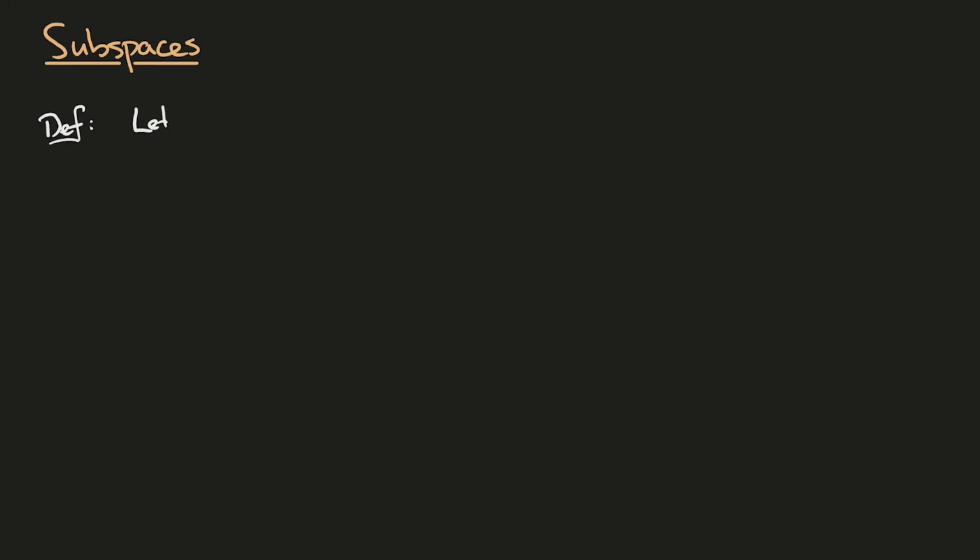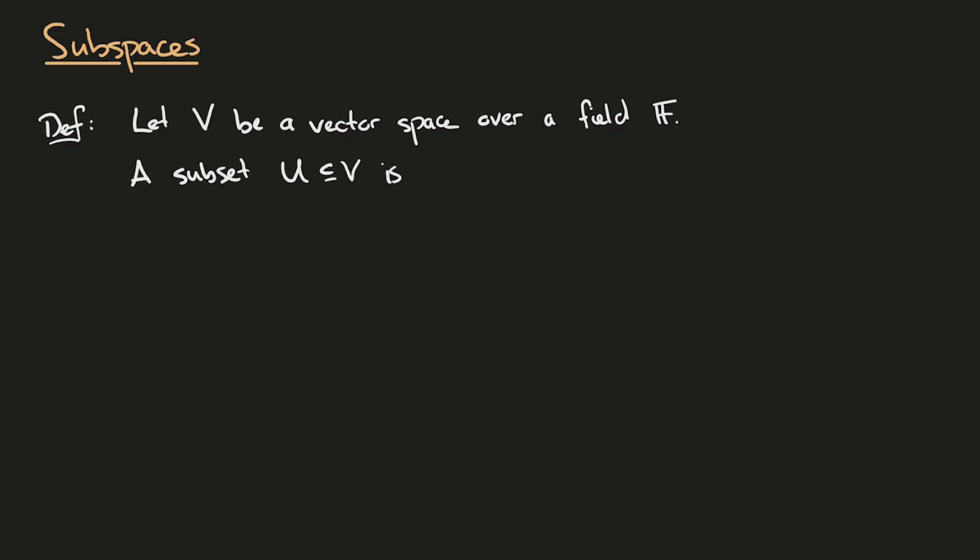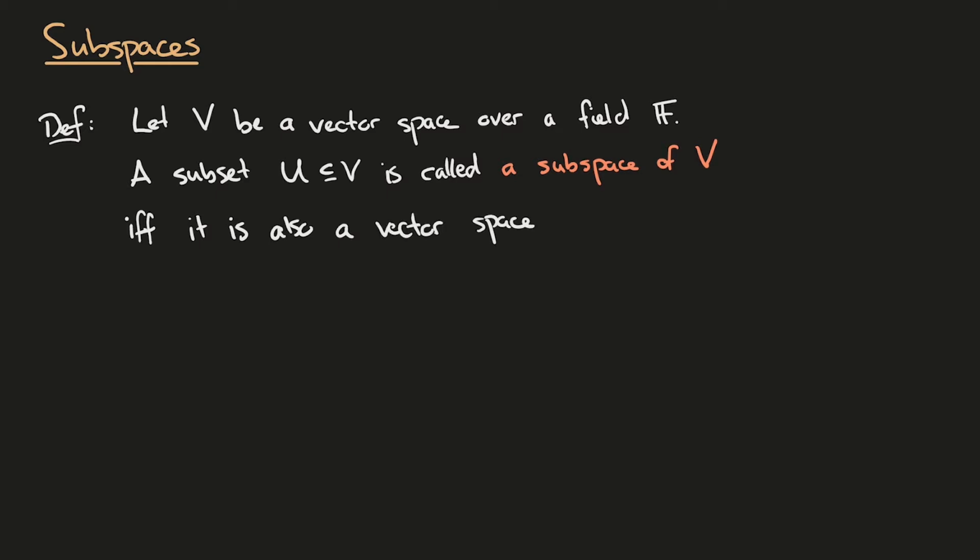Let V be a vector space over a field F. A subset U of V is called a subspace of V, if it is also a vector space with respect to the same addition and scalar multiplication defined on V.